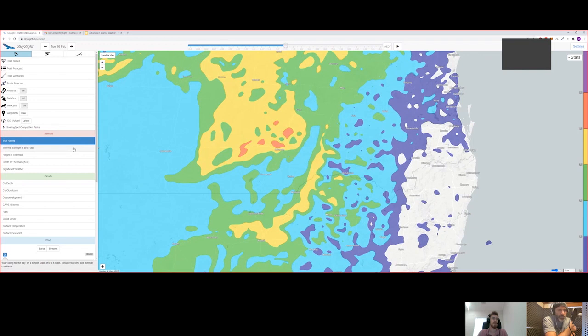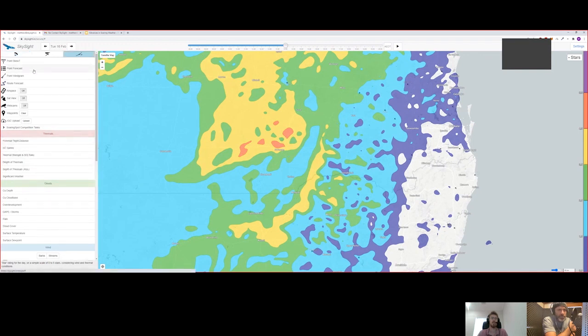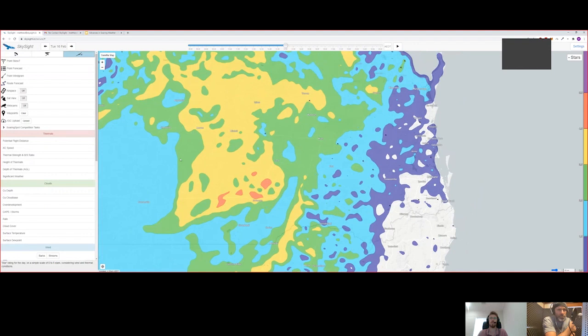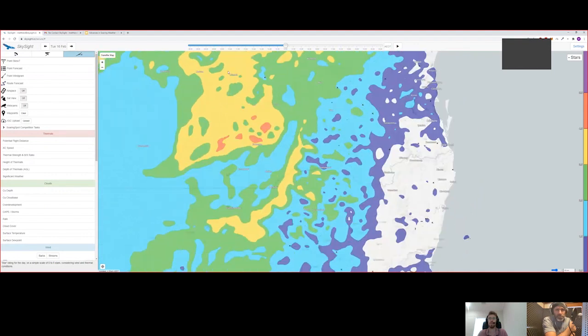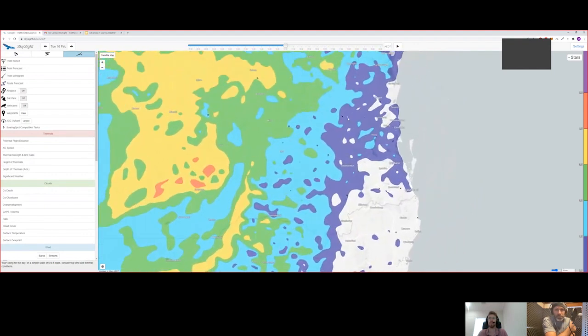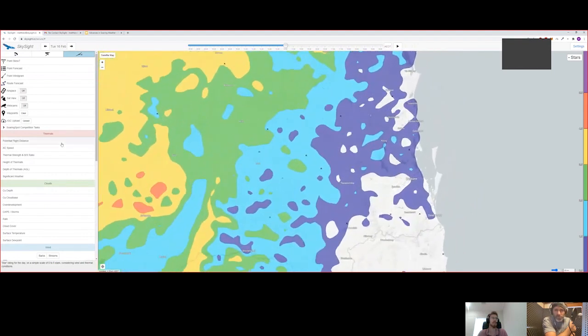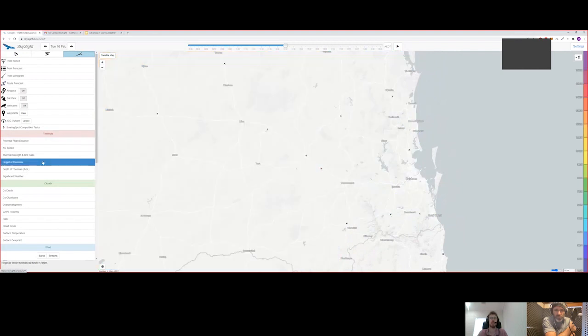Another thing I like to look at then is do a point forecast for the site I'm flying from. I usually fly from Kingaroy, which is right in here. And let's go back to a different chart.